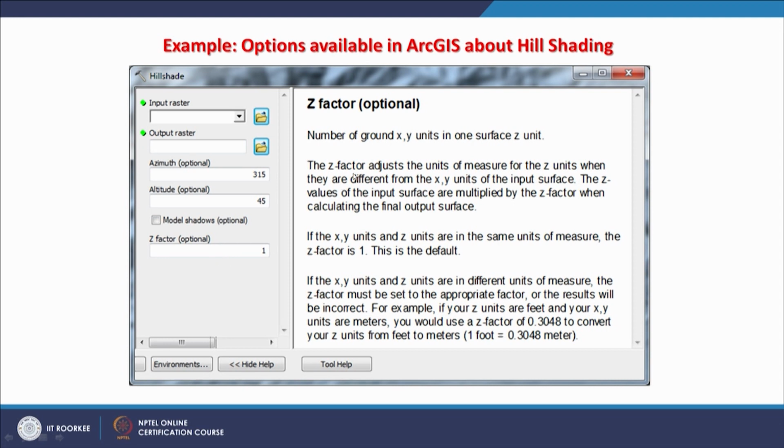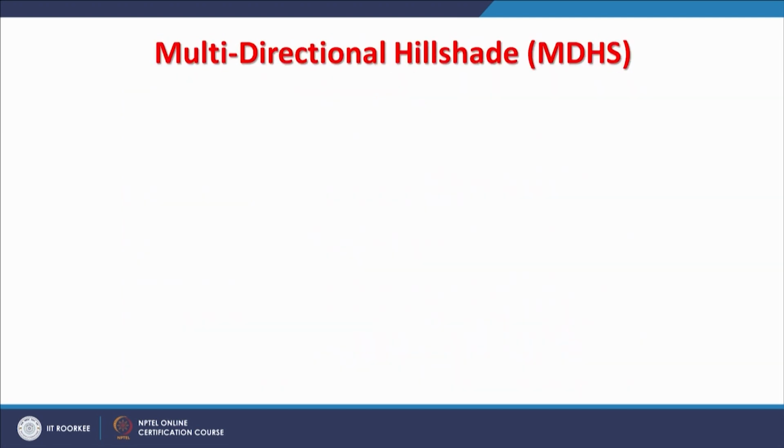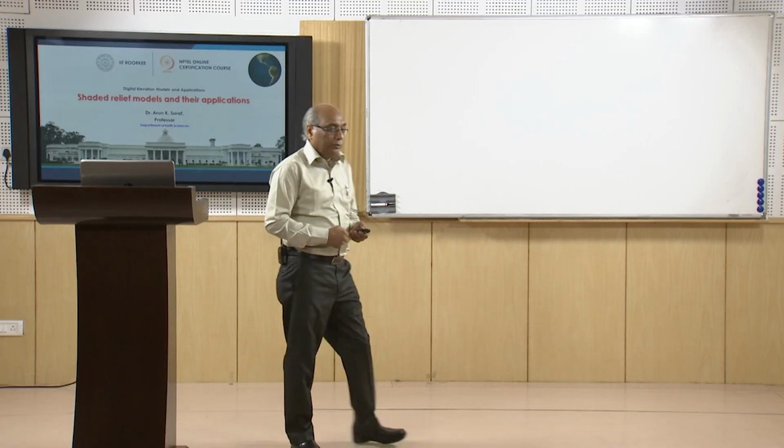Otherwise, the jet factor adjusts the units of measure for Z units when they are different from the XY units of the input surface. The Z values of the input surface are multiplied by the jet factor when calculating the final output surface. So that has to be taken care of using any software. Default values will be there, a default jet factor will be there, but we have to know very carefully what we are going to do.